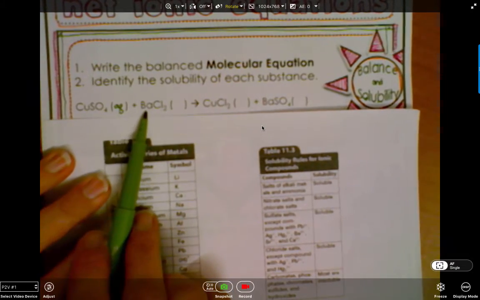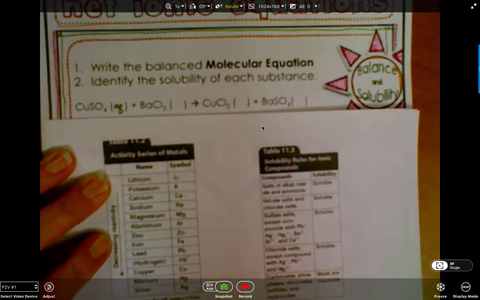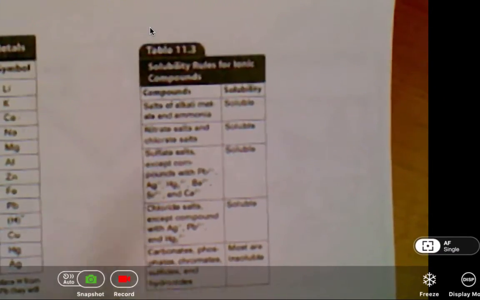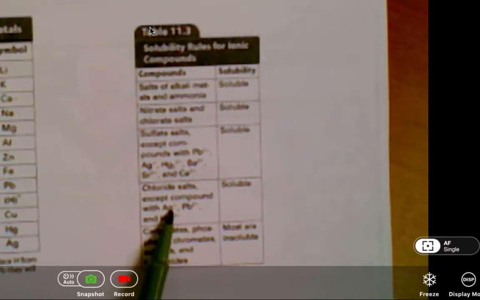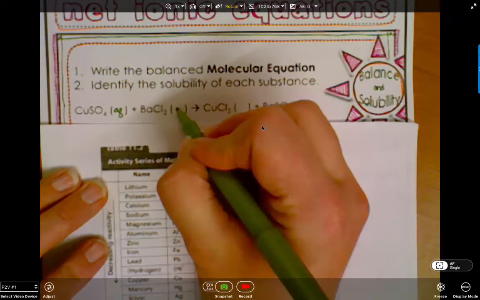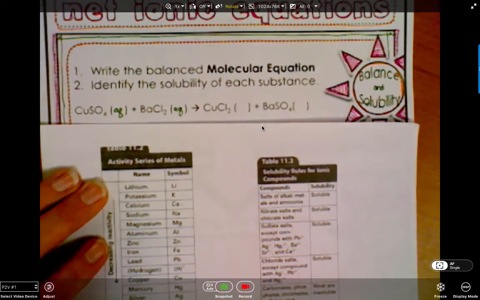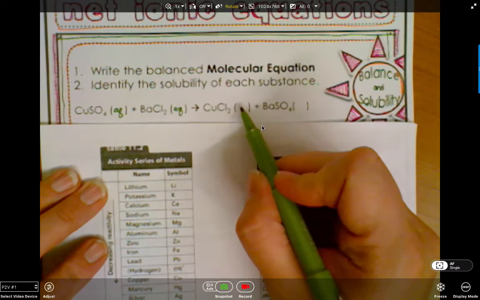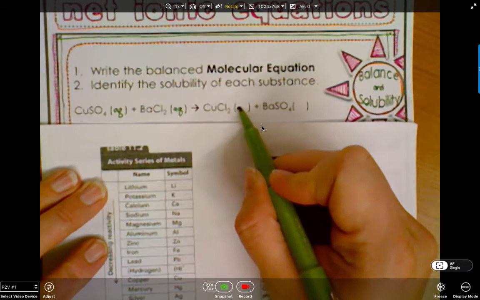Now let's look at barium chloride. I don't have a barium rule, but I have a chloride rule. Chloride salts are soluble except when they're with silver, lead, or mercury. So for barium, that's not one of the exceptions. I'm going to write AQ. And now for copper chloride, copper is not one of these exceptions for the chloride, so I can write AQ.